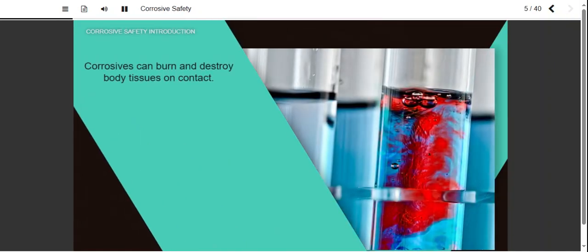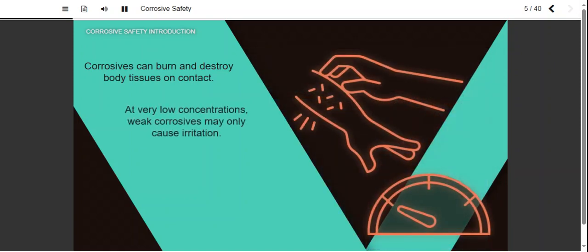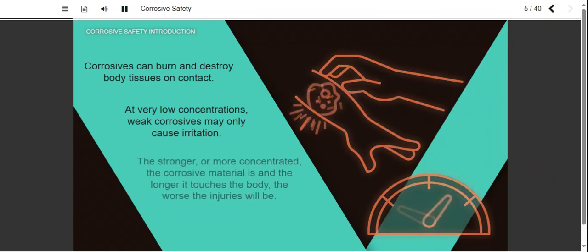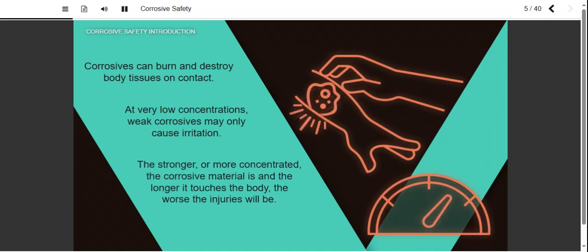Corrosives can burn and destroy body tissues on contact. At very low concentrations, weak corrosives may only cause irritation. The stronger or more concentrated the corrosive material is, and the longer it touches the body, the worse the injuries will be.